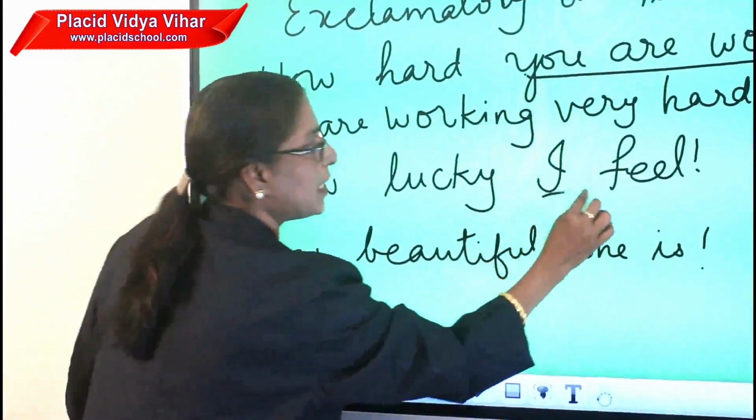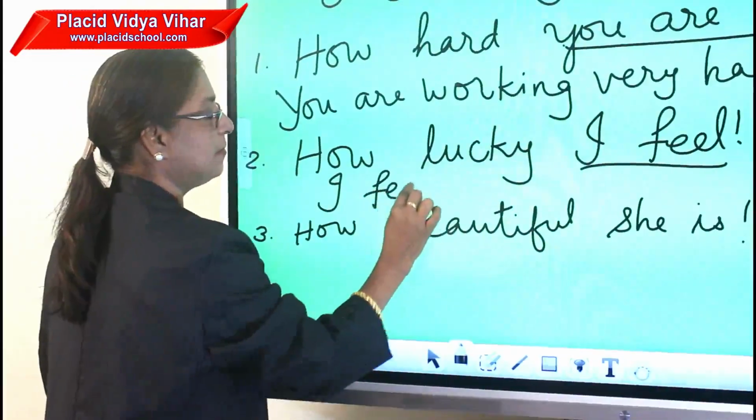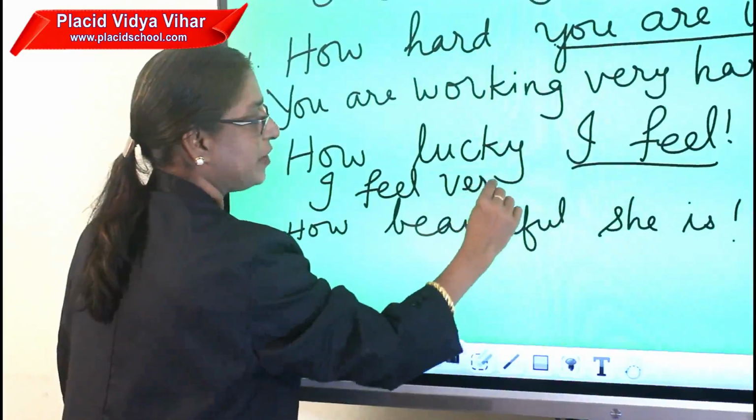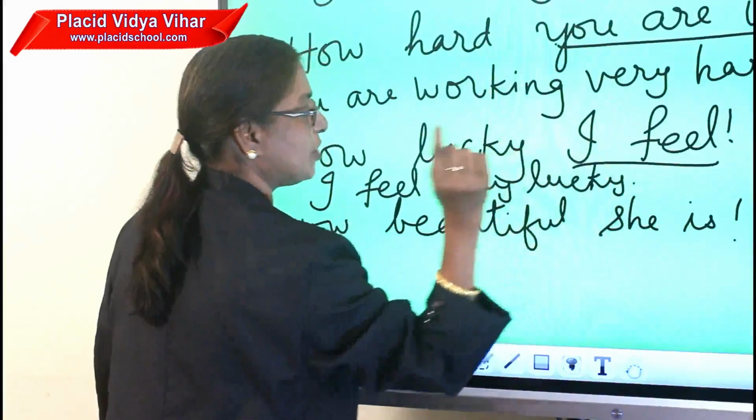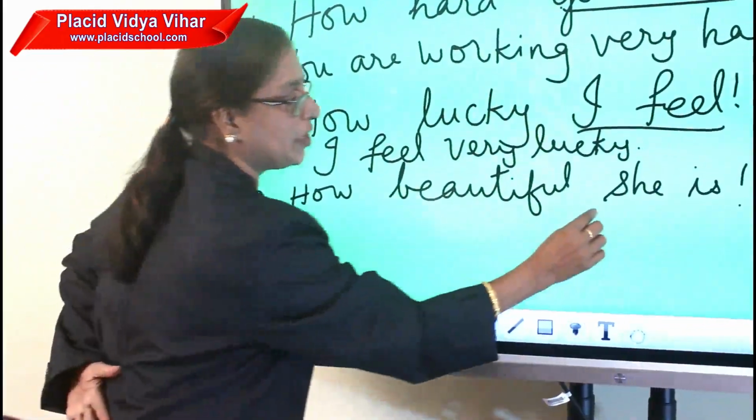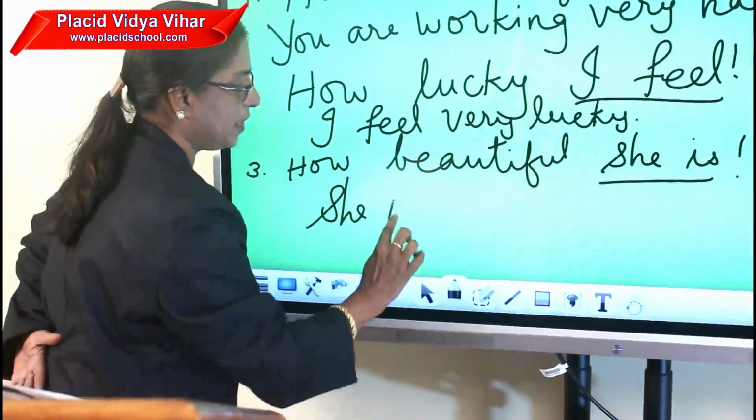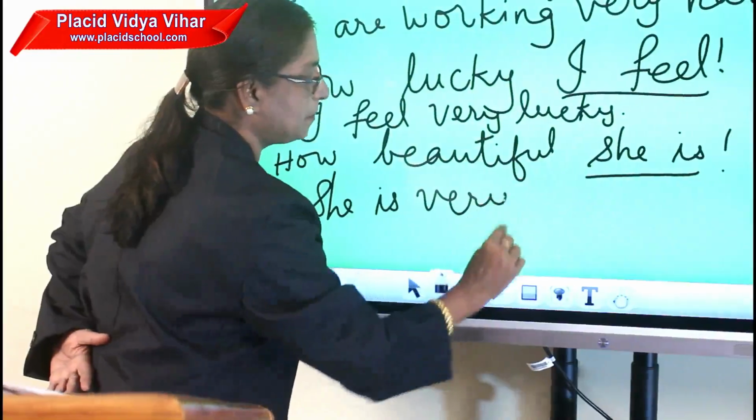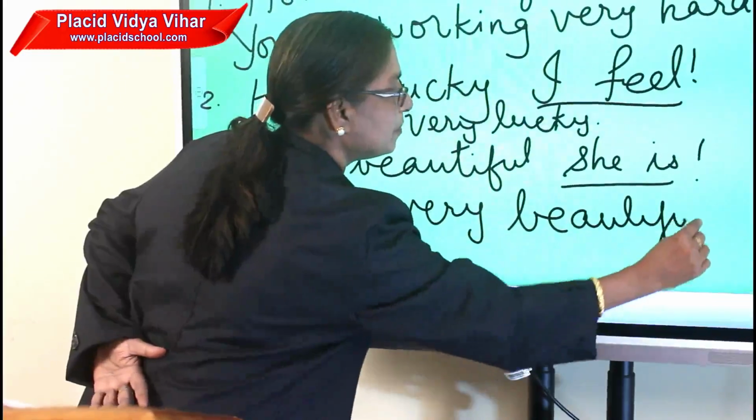Okay. See here, how lucky I feel. So begin from the last part of the sentence. I feel. Just before the verb, an adjective. I feel very lucky. Full stop. Now, how beautiful she is. So begin from the last part. She is, before beautiful, very. She is very beautiful.